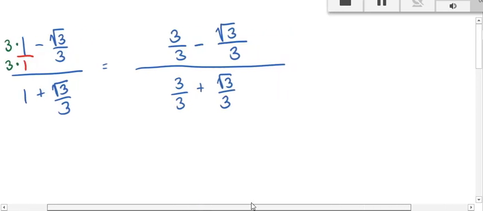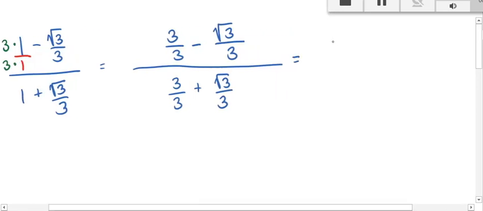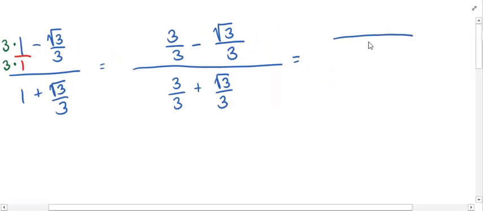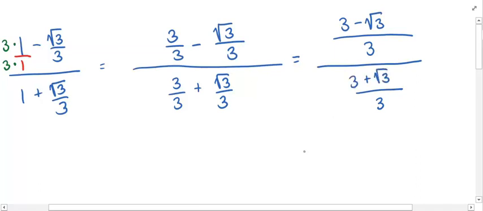Now we can add or subtract our fractions. In the numerator, we have 3 as the denominator of the numerator, so the bottom will be 3, and then we just subtract across the top. In the denominator, the denominator of the denominator is 3, and then we just add across the top. At this point, we can divide the fractions. I have one fraction divided by another.